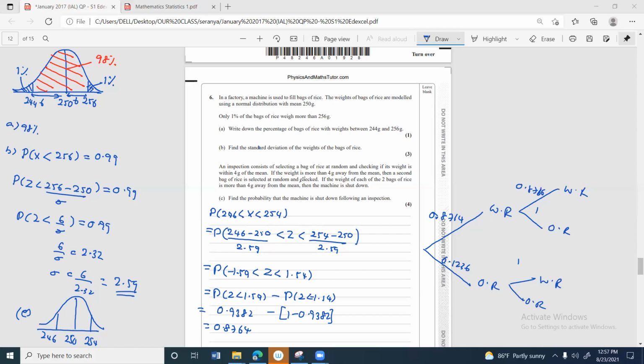So under which condition will the machine be shut down? Look at this. Then read the question again properly. The first one is out of range, and if the second one is also out of range, it happens. So you can say out of range and out of range. But the out of range probability is 0.1236, multiplied by 0.1236. So you get the final answer, 0.0152. That's a way of getting the answer for this question.